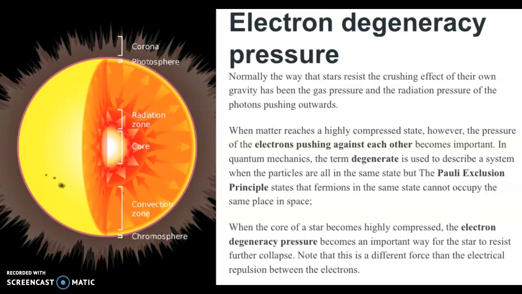Now there are other quantum states such as spin, etc., but pretty much it's the same idea. Because these electrons can't be in the same place at the same time, they literally push out against each other, and that's called electron degeneracy pressure. But I won't worry too much about that.